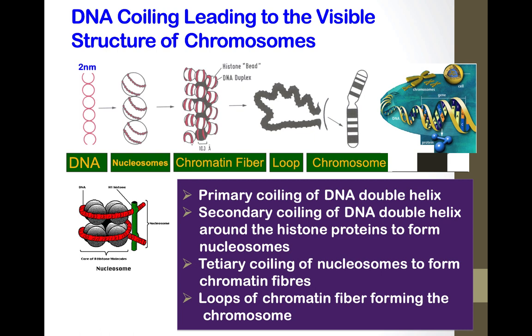So you have the DNA, the double helix of the DNA. It is then wrapped around nucleosomes, and these are proteins called histones, the histone beads. These nucleosome DNA strands will also wrap around each other, and this whole thing is a fiber, called the chromatin fiber. So this is chromatin with an N, and then you have the chromatin which loops around together, and all this together makes one of your chromosomes. So there is primary coiling, secondary coiling, and tertiary coiling: nucleosomes form chromatin, and loops of chromatin fiber form the chromosome.